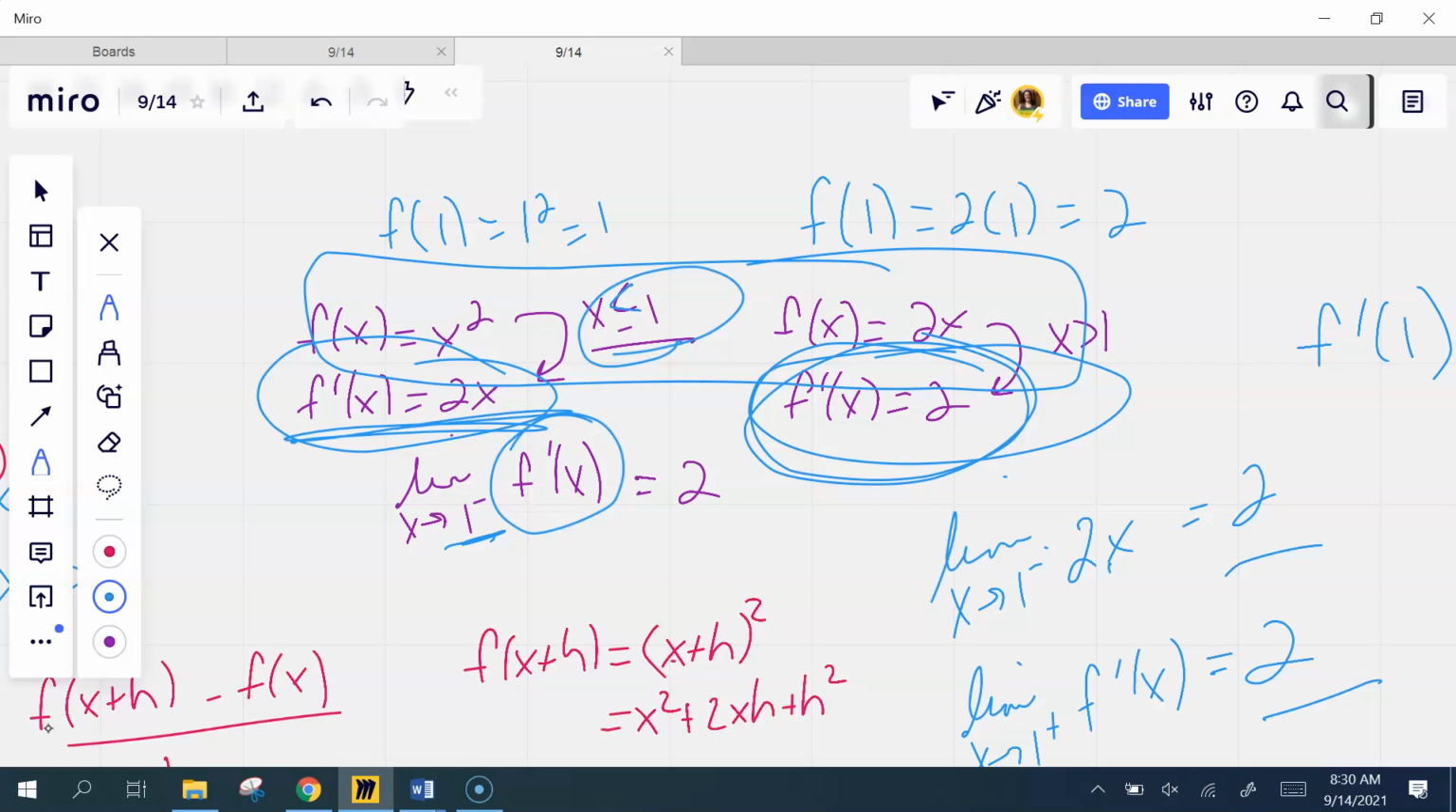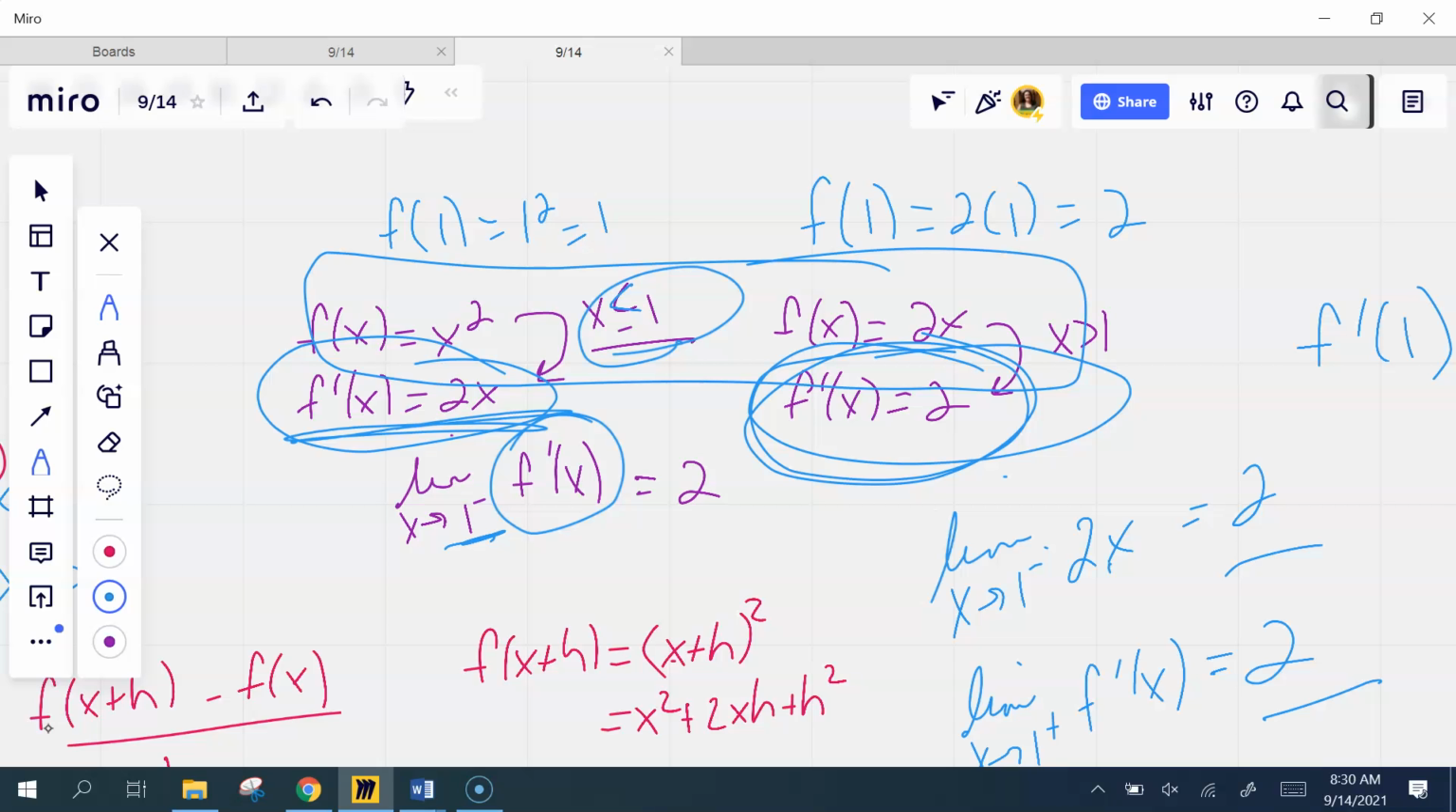Oh, I'm sorry. Yes, the limits exist because the left side and the right side are the same. So the limit exists there. Does the limit as x approaches 1 of the derivative exist? Not the limit of the function, but the limit of the derivative.